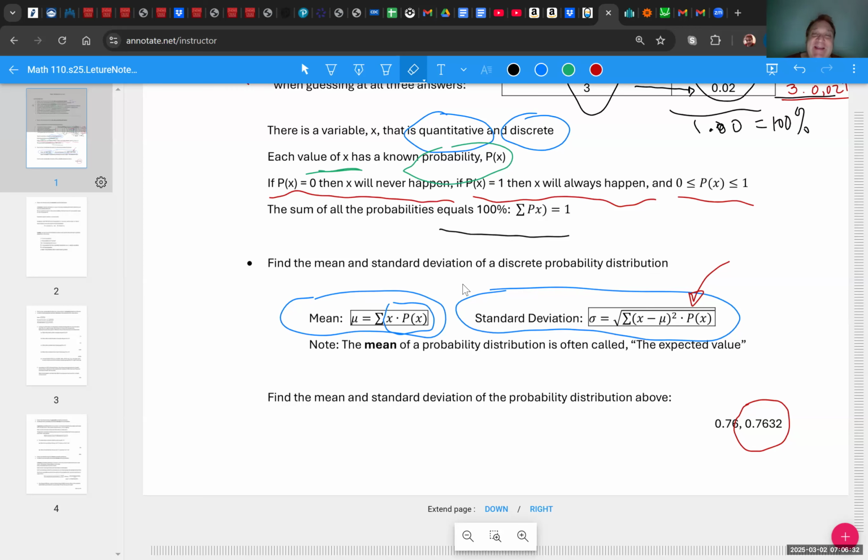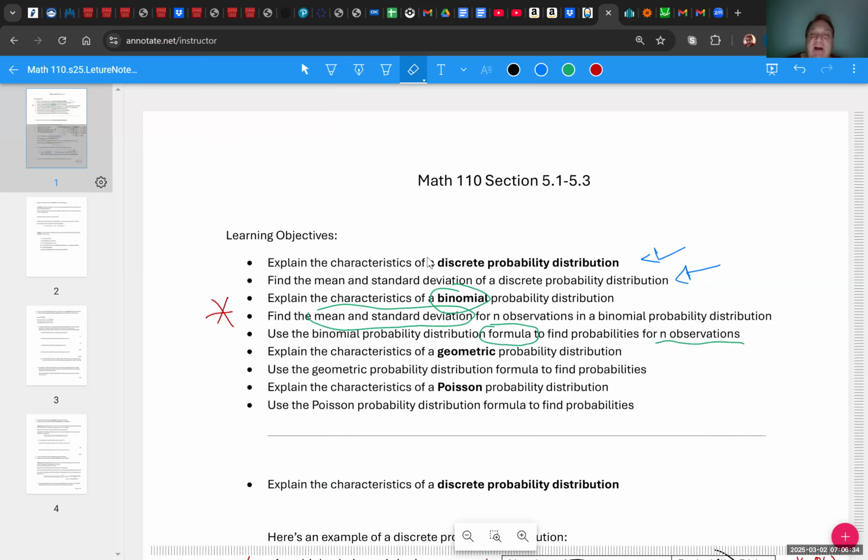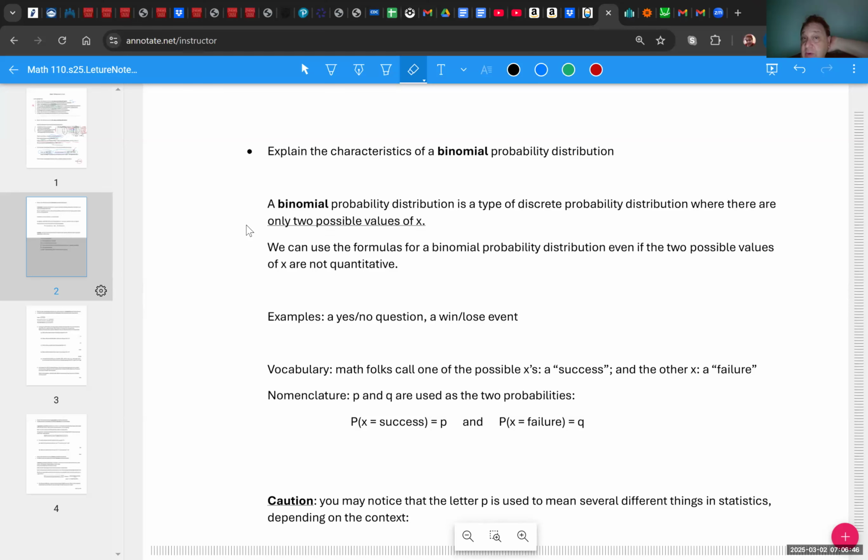Okay, so that's a bit of stuff on the discrete probability distribution, which you won't see a lot of questions about because, again, we're going to be focusing more on the binomial probability distribution, which we're going to do right now. All right, binomial probability distribution. Sometimes it's called a binomial distribution. Some people just shorten it to say binomial distribution. They don't have the word probability in there because it's sort of implied, I guess.